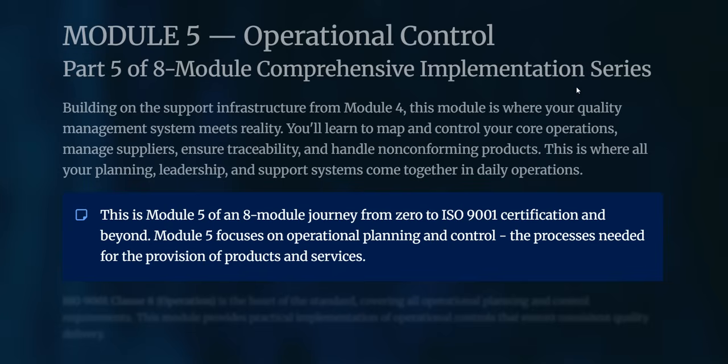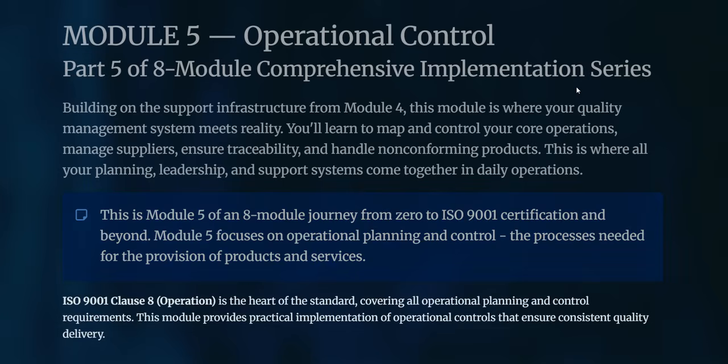So Module 5 focuses on operational planning and control, and these are the processes we need for the provision of products and services. ISO 9001 Clause 8, Operation, is the heart of the standard, as we all know, and it covers all the planning and control requirements. And this module provides practical implementation of operational control that ensures consistent quality delivery. Now let's have an overview of our case study company.